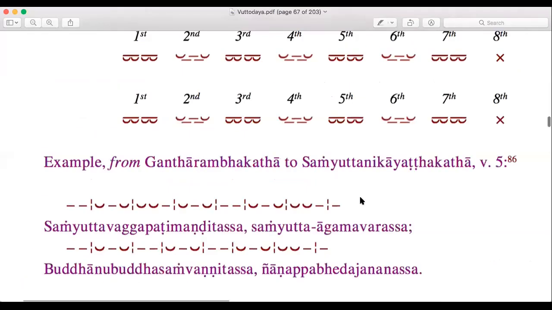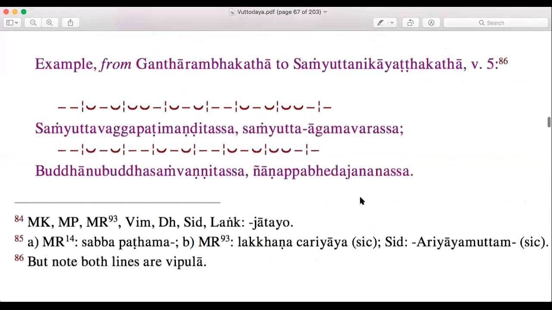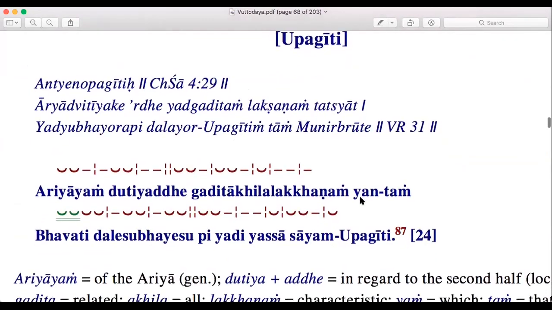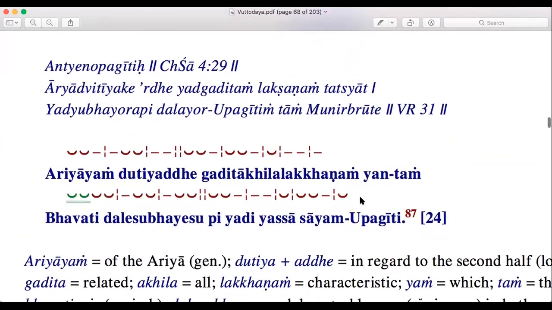Then let's go to the second verse, Upagiti. We finished Giti now. This is the example for Giti. Here's the Upagiti verse. I will recite it. Ariyayang dutiyadhe gadita kila lakhanang yangtang bhavati dale subhaye supi yadi yassa saya mupagiti.